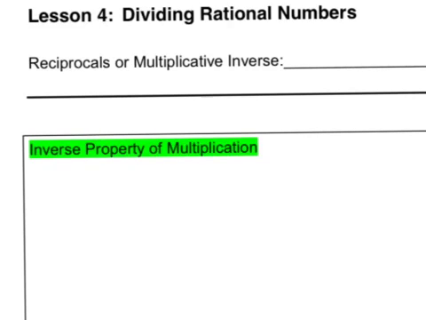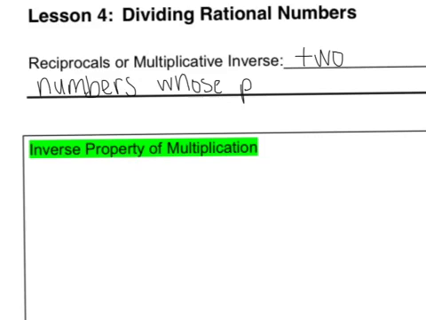Chapter 5, Lesson 4 deals with dividing rational numbers. So first, let's start with some definitions. A multiplicative inverse or a reciprocal, they mean the same thing. They are two numbers whose product is 1. Remember, product deals with multiplication. So when you multiply these two numbers, your answer should be 1.